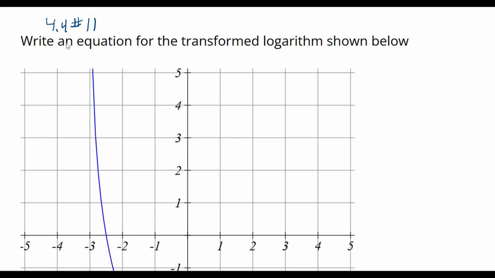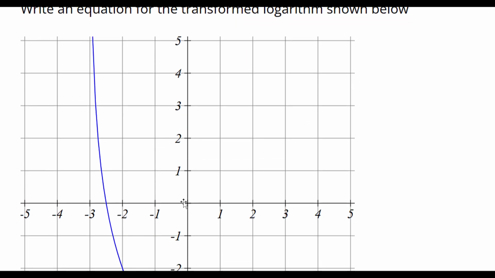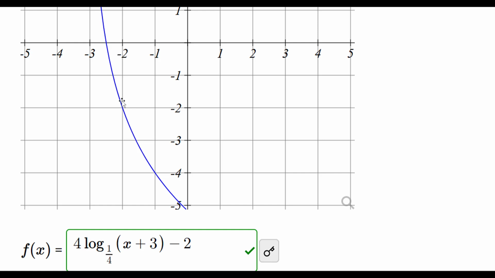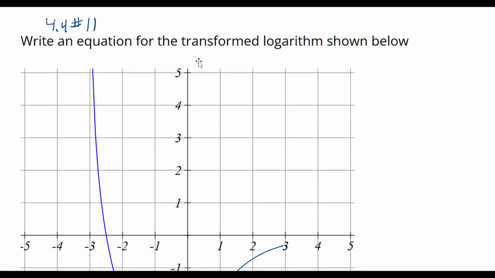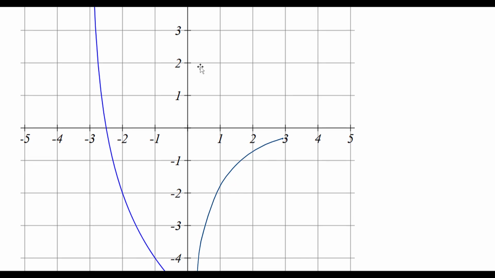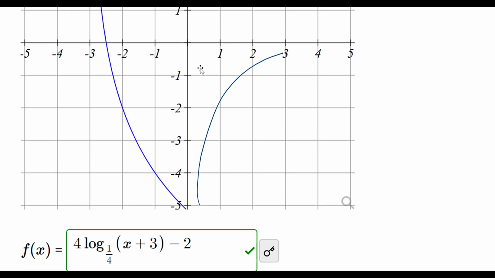Here's a video about 4.411, and we're going to start. We have a logarithm equation, and we can see the direction it's going. It's not normal. Normally they would come up this way, so we've got some reflection going on, and some shifting.